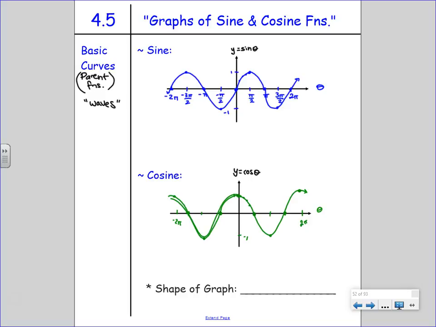And what's the shape? You guys already figured out that they're waves, but to be particular, we call them sinusoidal curves. Sinusoidal, how come?